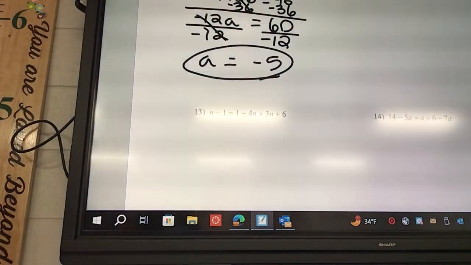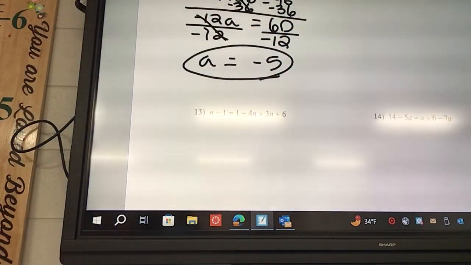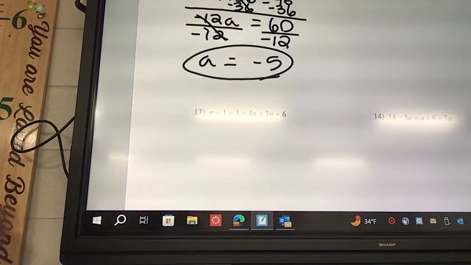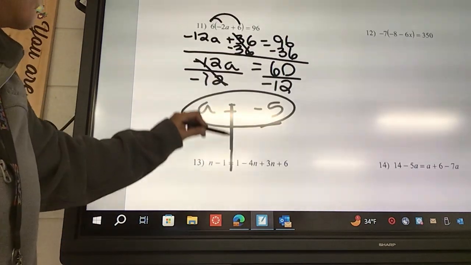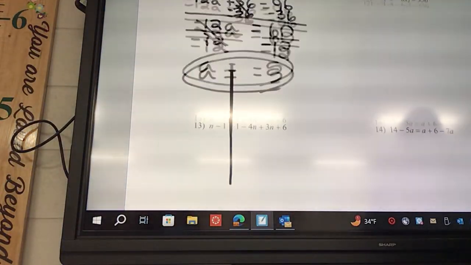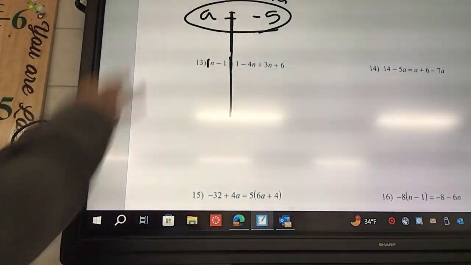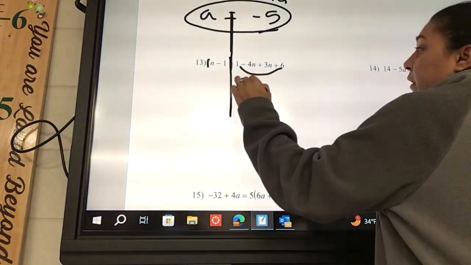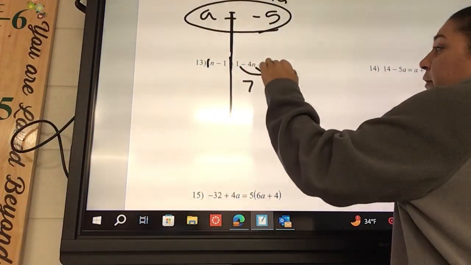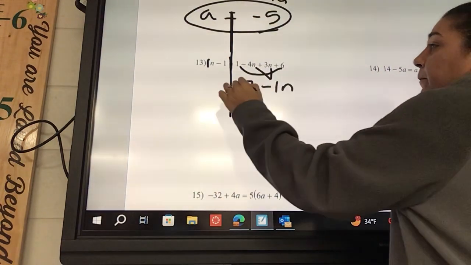Okay, 13. Okay, you can split this up into 2 sections, the left side of the equal sign and the right side of the equal sign. Okay, so I like to draw a line down here. If I look at the left side, it has 1 letter and 1 number. So there's really nothing to combine on that side. However, on this side, I can combine some stuff. So the 6 and the 1 is going to give me a 7, and a negative 4 and 3 is going to give me a negative 1n.